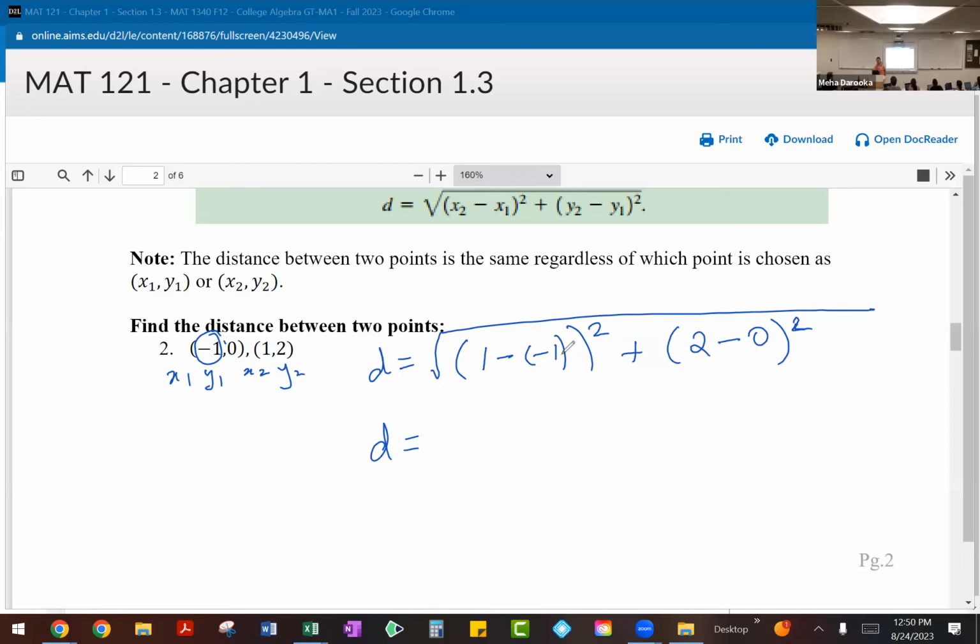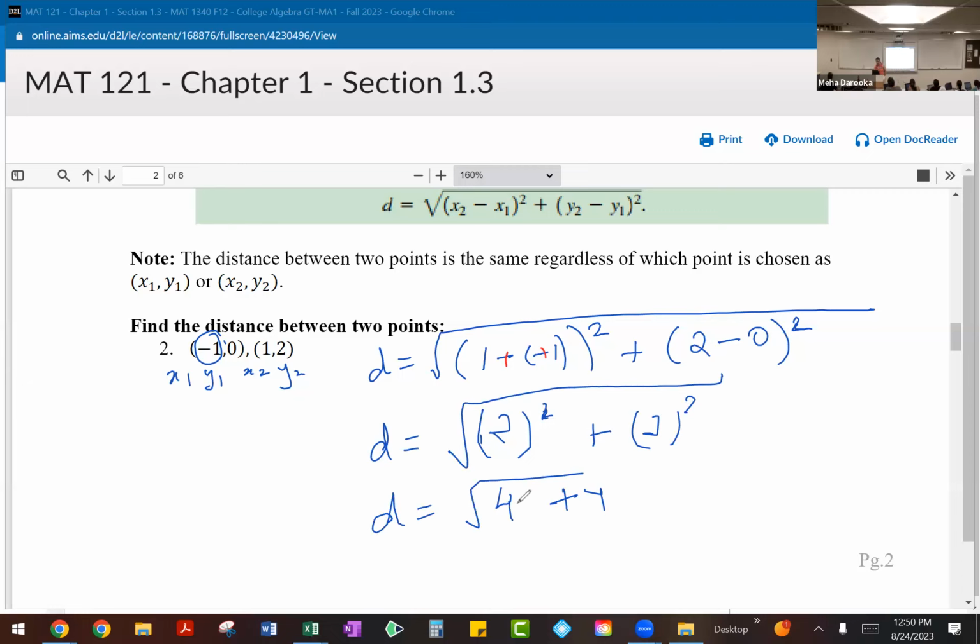You're doing basically negative and negative would end up becoming positive here. So these guys add up. 1 plus 1 will end up giving us 2. And then we're looking at 2 squared, which will of course be 4. Same thing here, 2 minus 0 is 2, and you're looking at 2 squared, which is again 4. And all of this is under a square root.